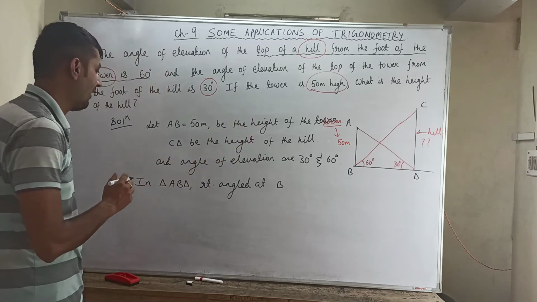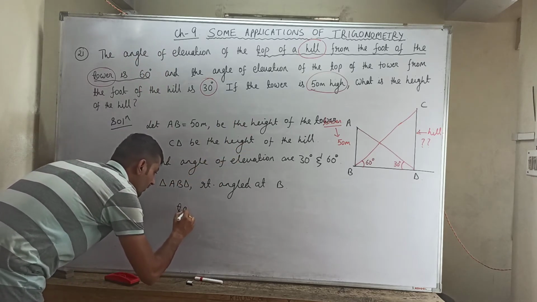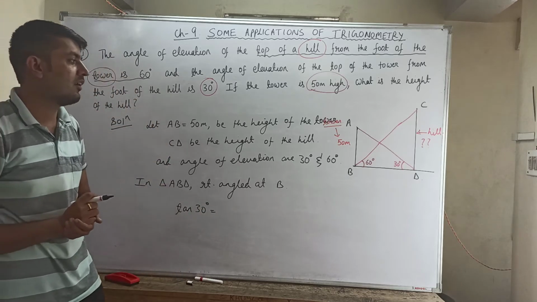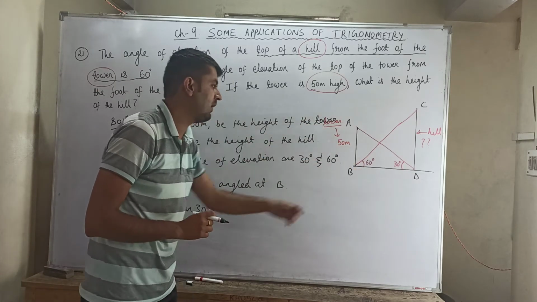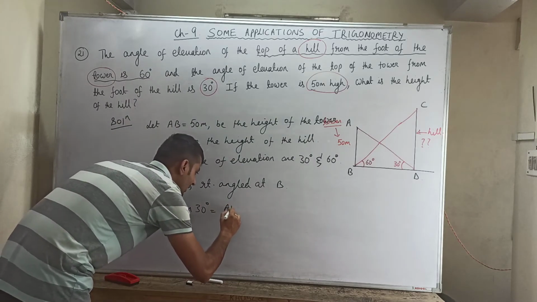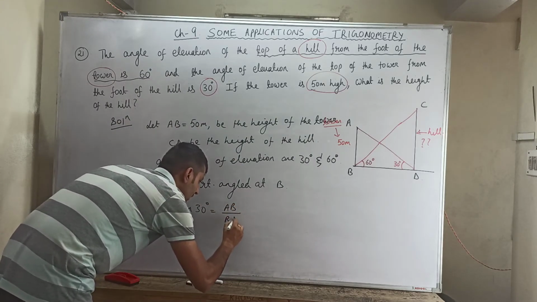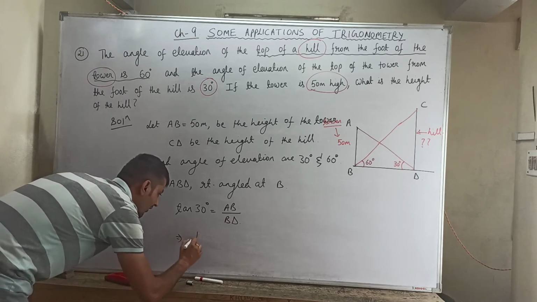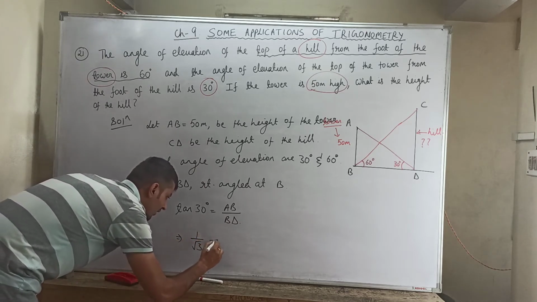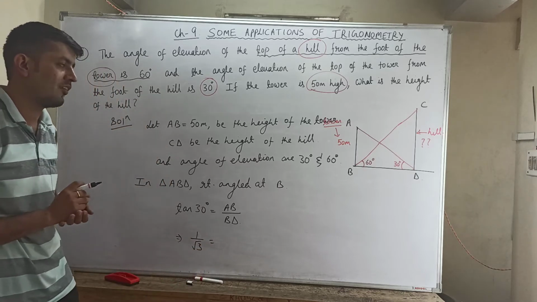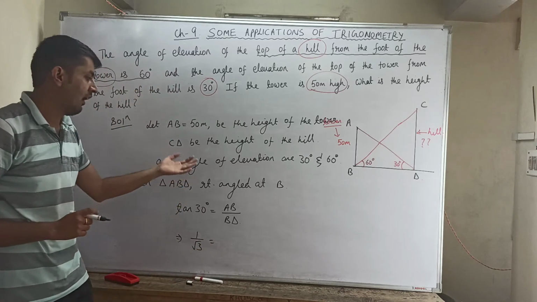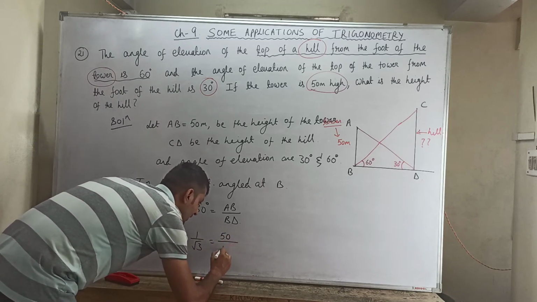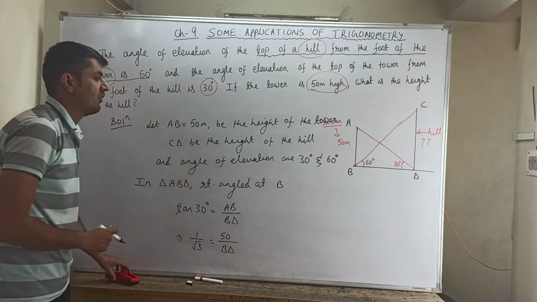So I will take tan of 30 degrees. When I take tan 30 degrees, it will become AB by BD. Now you put down the value. What is your tan 30? Tan 30 is 1 by root 3 from your trigonometric table. We have already discussed this in my last video. And AB is given to be 50. BD is BD only.